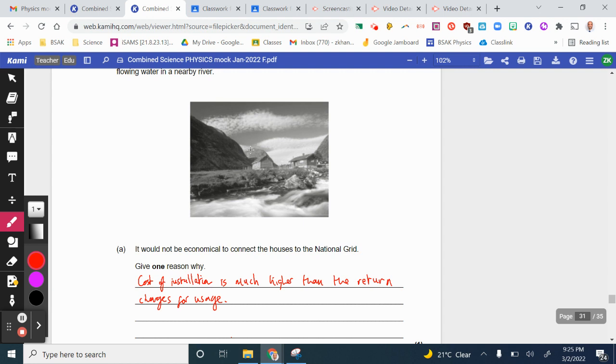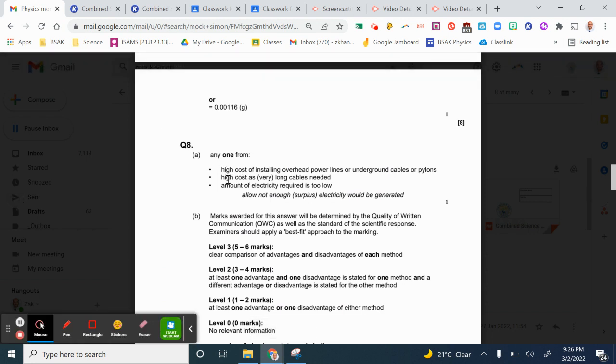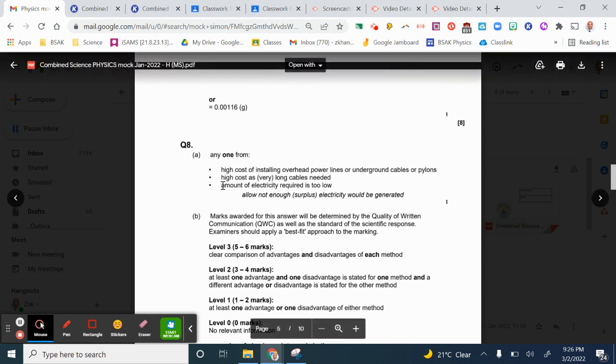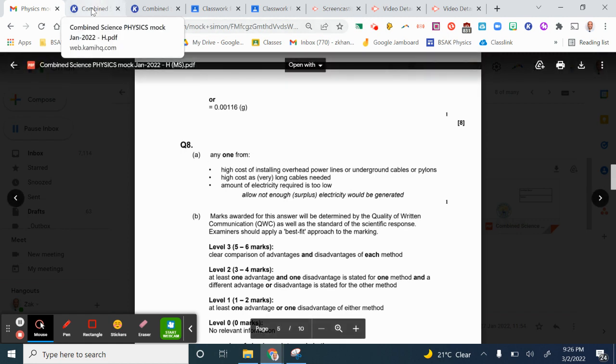Another one is it's a remote area, so they're not going to use that much electricity, so the amount of usage is low, but the installation cost of getting the electricity to that place will be significantly high. Other accepted answers are high cost of long cables, which we've just discussed, high cost of installing overhead power lines, underground cables, etc., and the amount of electricity required is low. So we mentioned all of those points.